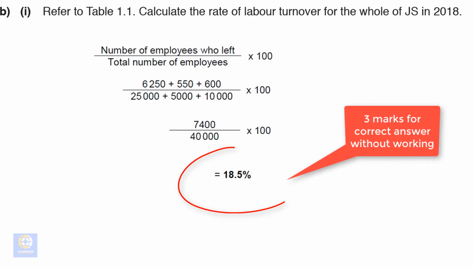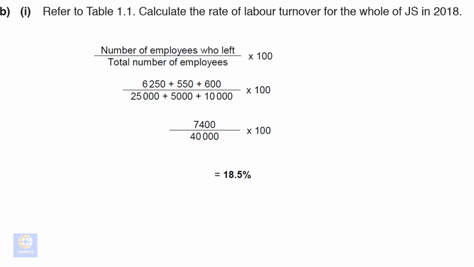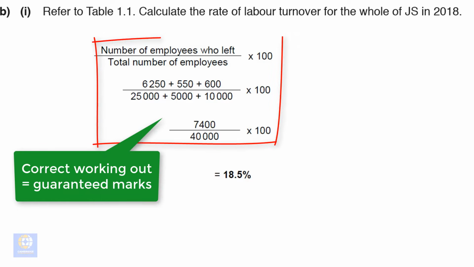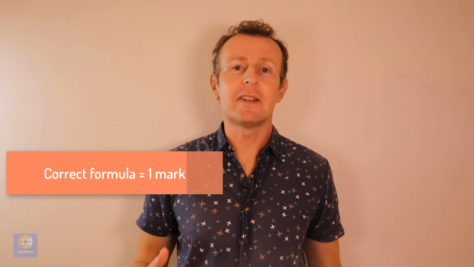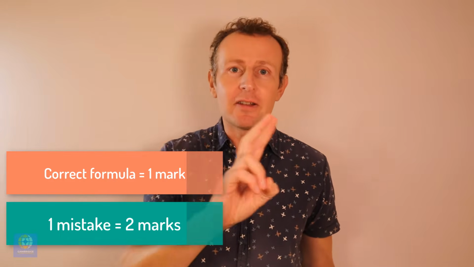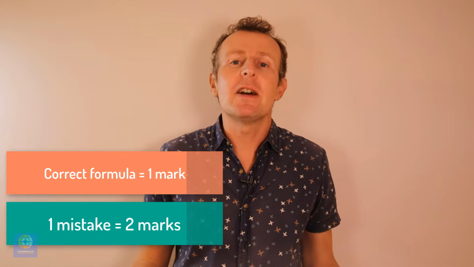If you're feeling super confident or you're really running short on time, you can write the answer only and then still gain all 3 marks. But if you make a mistake, you'll get nothing. So writing down the working is a really good insurance policy. But it might depend on how lucky you feel. You have to ask yourself one question. Do I feel lucky? Well, do you, punk? You will be rewarded 1 mark if you write down the formula correctly, 2 marks if you just make 1 mistake, for example, forgetting to multiply by 100.